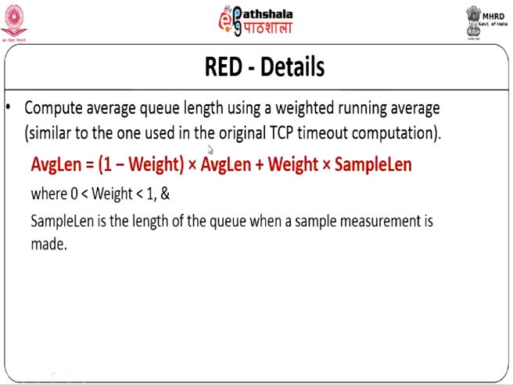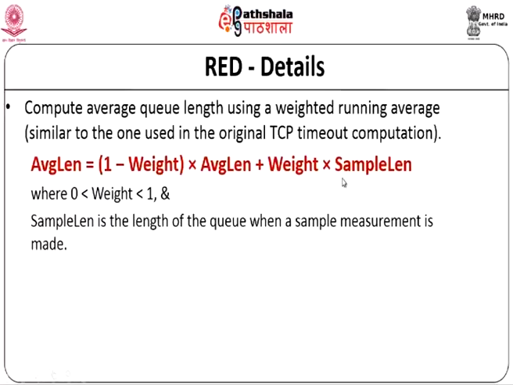So let us look at the details of how exactly this is done. We said that we are using the queue length as an indication. So we first calculate the average queue length. The average queue length is calculated as a weighted running average, similar to what we have seen in TCP's timeout calculation, where you take the sample RTT and the existing RTT value and calculate a timeout. A similar weighted averaging mechanism is used here. Only thing is, now we are averaging the length of the queue.